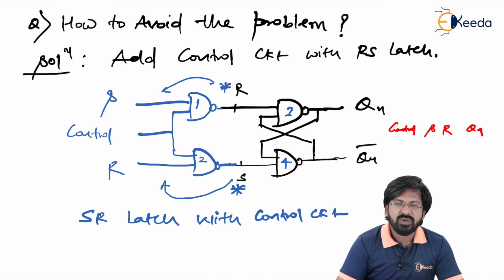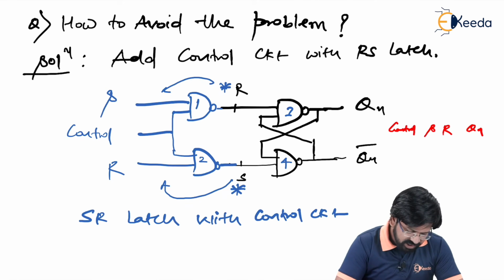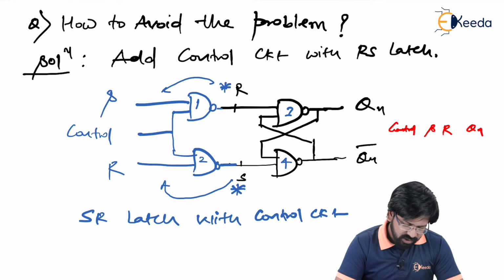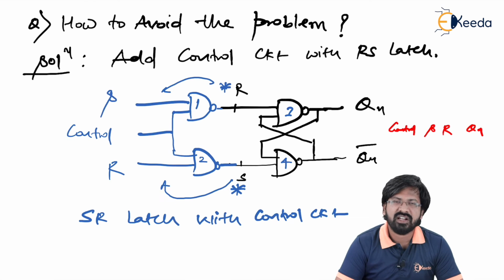The job of this control input is to either sensitize or desensitize the inputs, meaning that whatever you apply on S and R will get reflected in the output only if control value equal to 1, as well as when control value equal to 0, then outputs are independent of S and R. In fact, outputs will be unchanged or remain the same. Let us see how it happens.